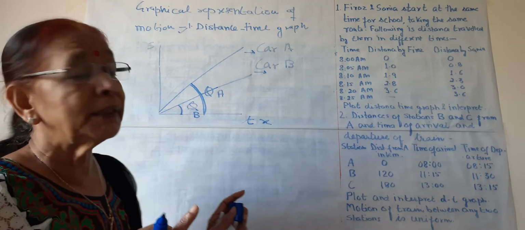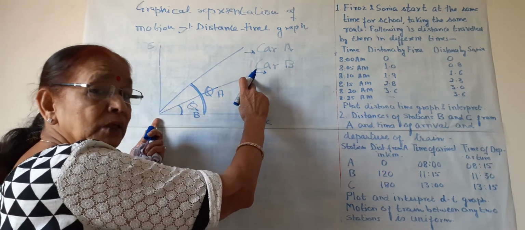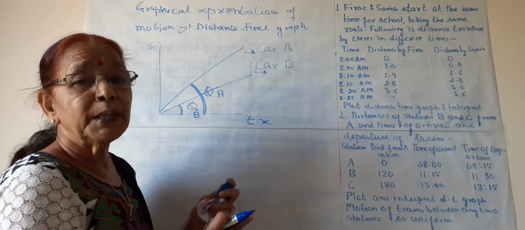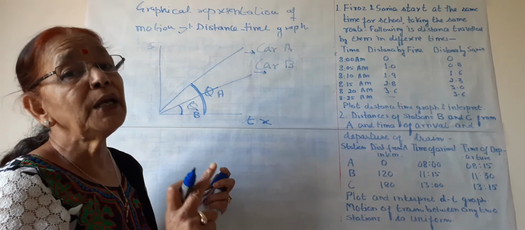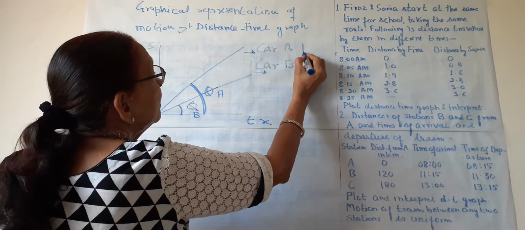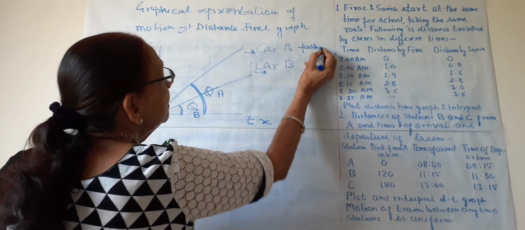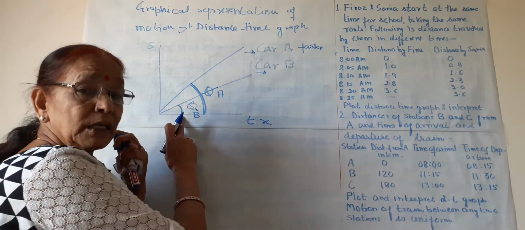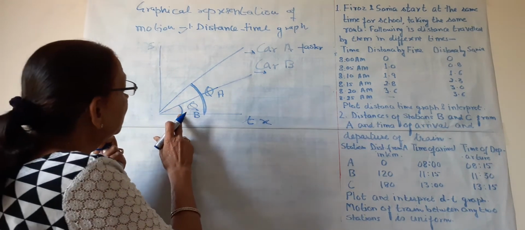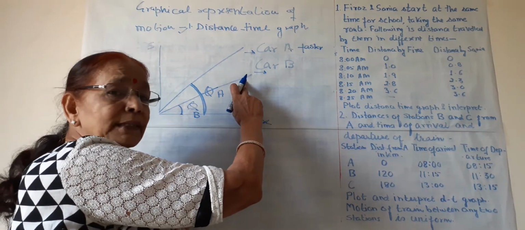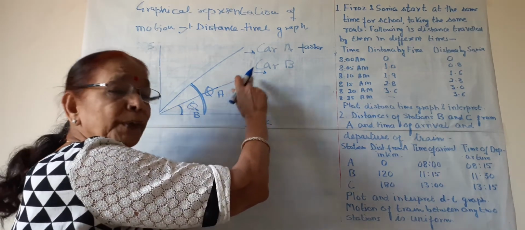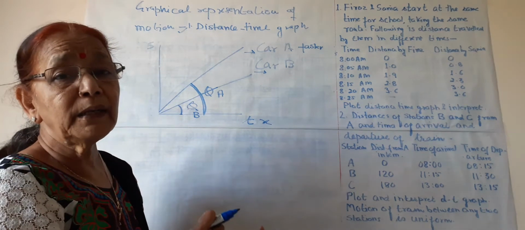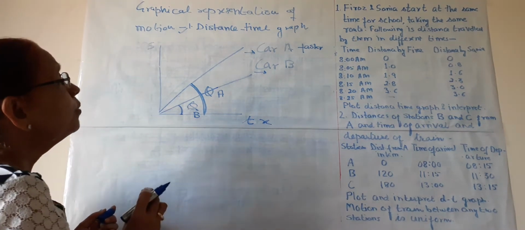You have to remember that with a small slope, speed is lesser, and with a bigger slope, the speed will be more. So car A is running faster than car B, because car B has a small angle theta, and due to the small angle, the slope is less, and due to the less slope, speed is less. So this is how we can compare the speed of two objects.